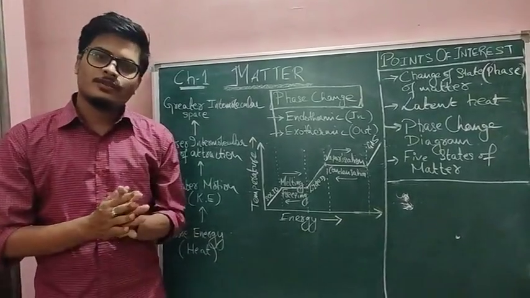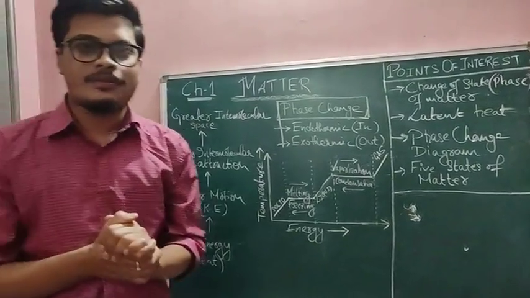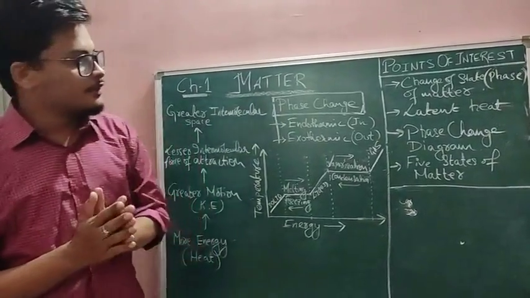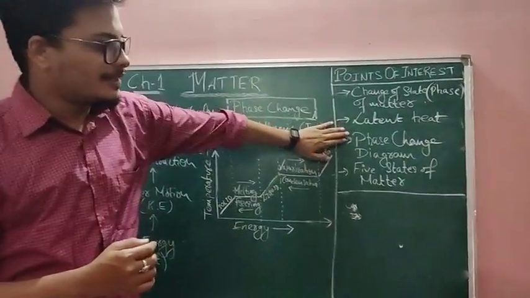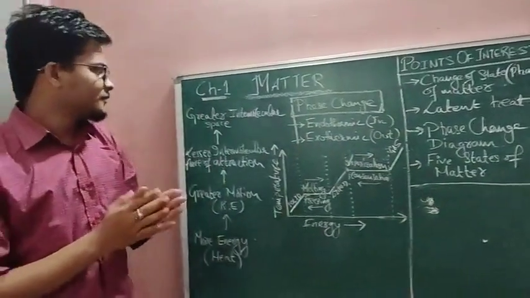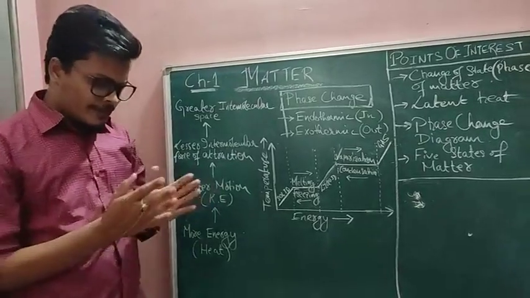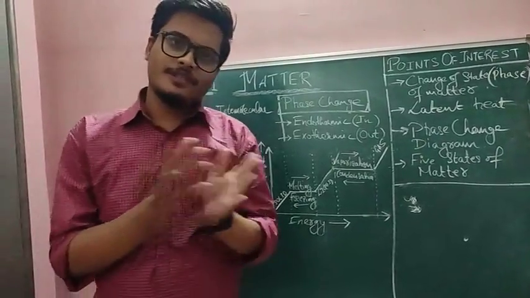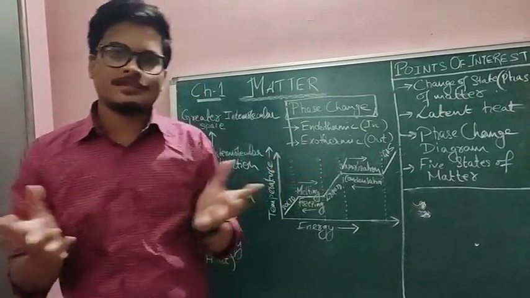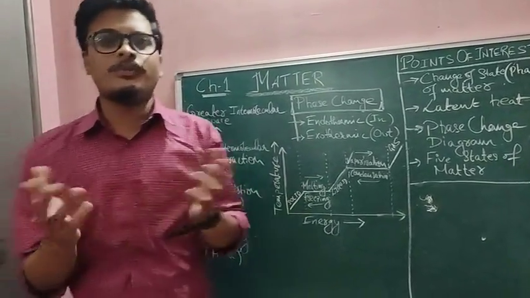So today we'll discuss the first chapter of chemistry, that is matter. Today's points of interest will be change of state of matter, latent heat, phase change diagram and 5 states of matter. Clear? So what is matter? The basics of matter you have already learned in the previous classes, so we are not going to discuss those things. Let's discuss something new, which is new to you.